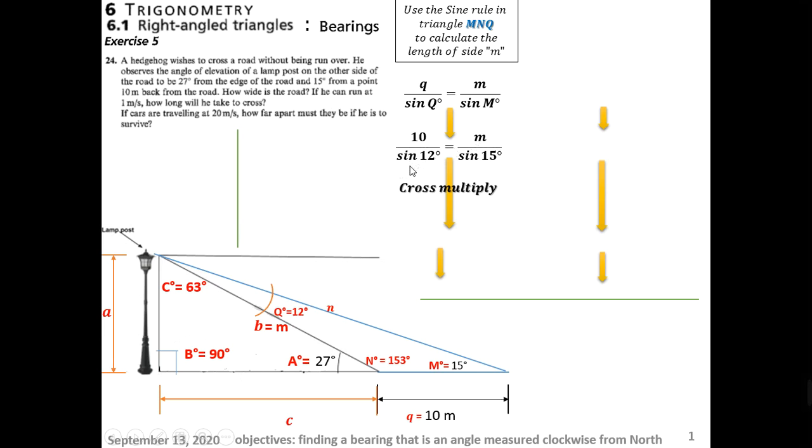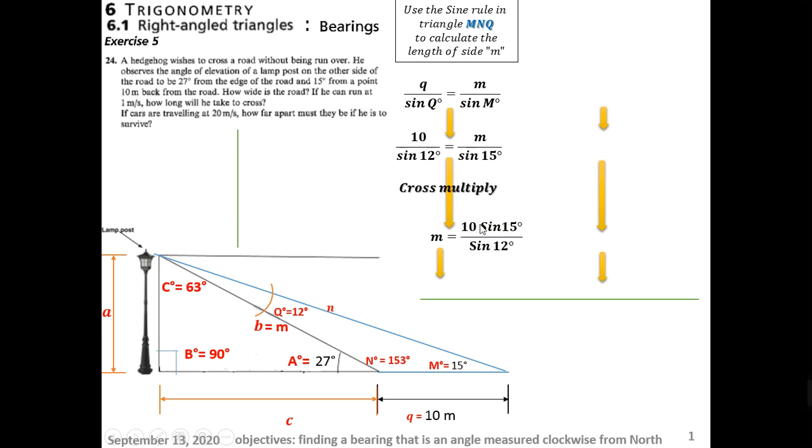So, sine 12 degrees is my denominator. And the other two numbers go up to the numerator, multiplied by each other, as follows. M, my unknown, equals a fraction line. M is multiplied by sine 12, so sine 12 degrees goes down, and the other two numbers go up, multiplied by each other. So it's 10 times sine 15 degrees.